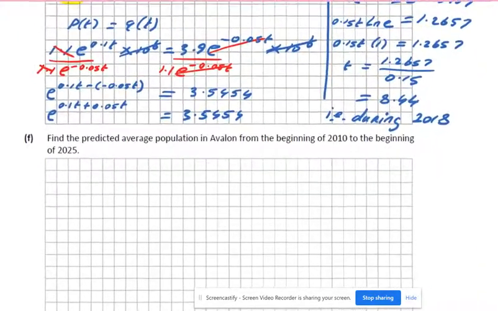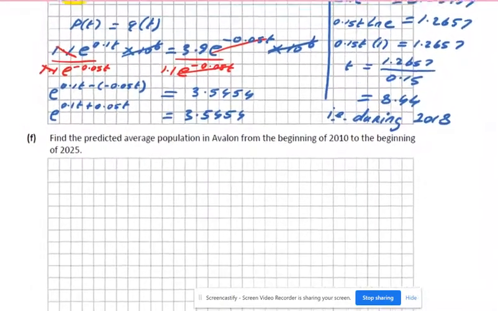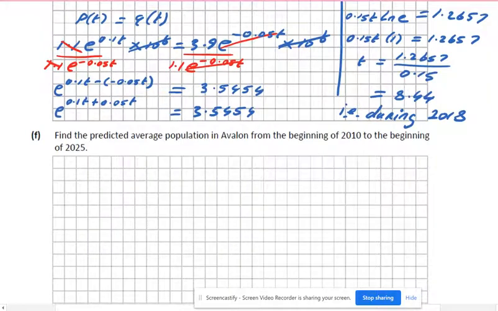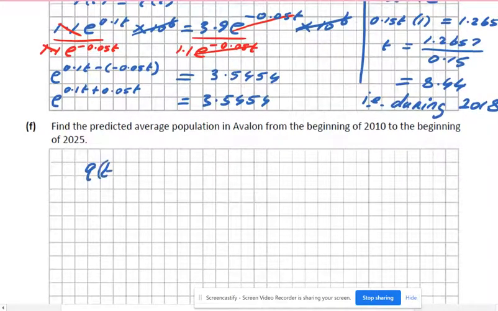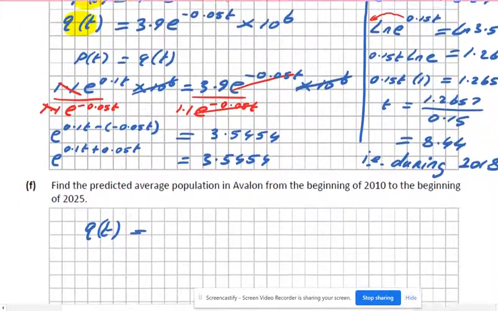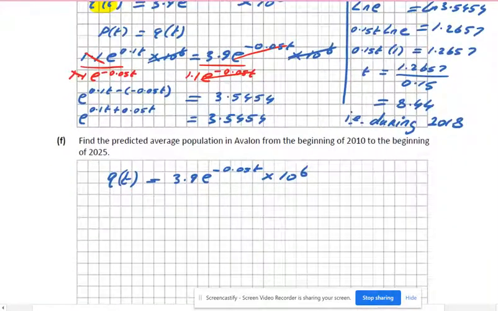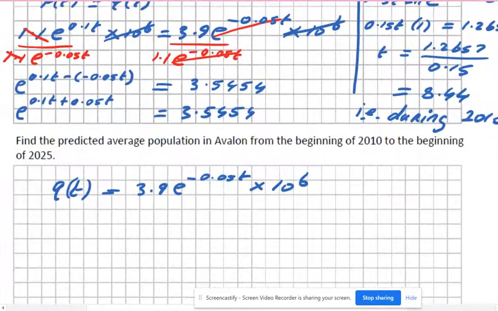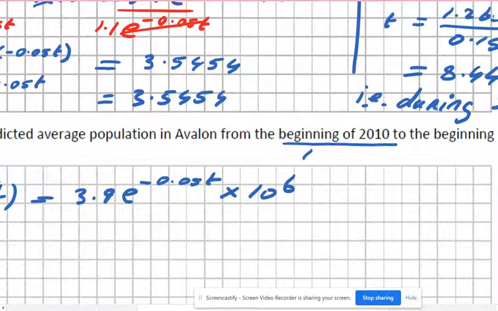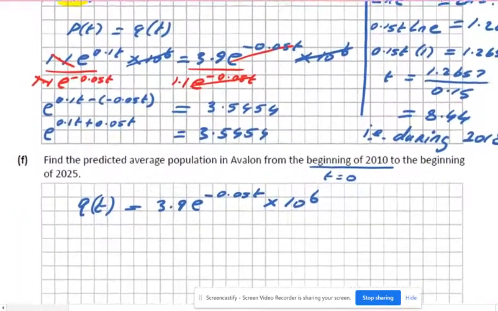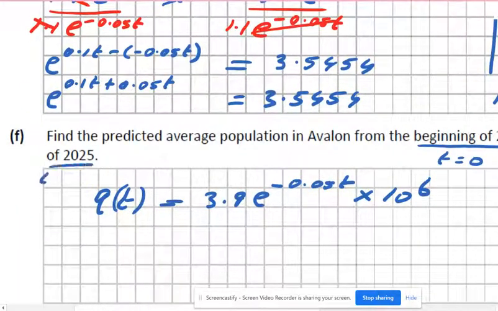Now, the next part, find the predicted average population in Avalon. So again, we're talking about Avalon, so use that equation. So Q(t), once more, is equal to 3.9 e to the power of minus 0.05t by 10 to the power of 6. So that's the population in any given year, t. Now, what they want though is the average over a period of time from 2010 to 2025. So that's basically when t equals 0, the beginning of 2010. And the beginning of 2025 is actually 15 years later. So that's when t equals 15.